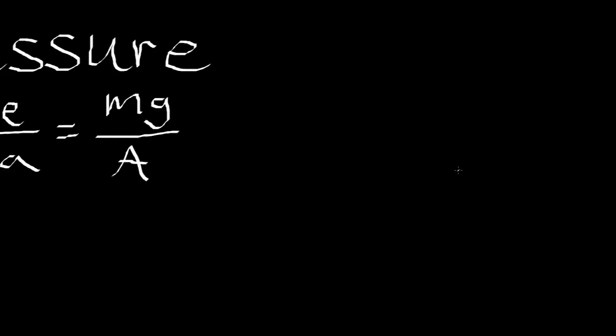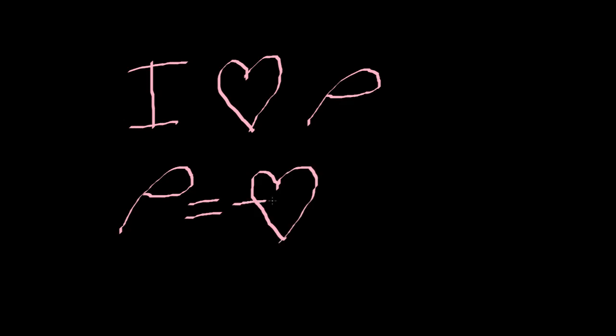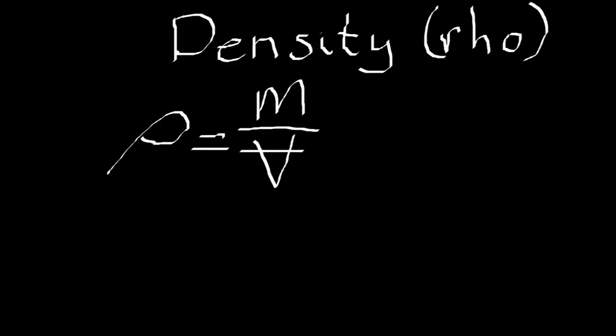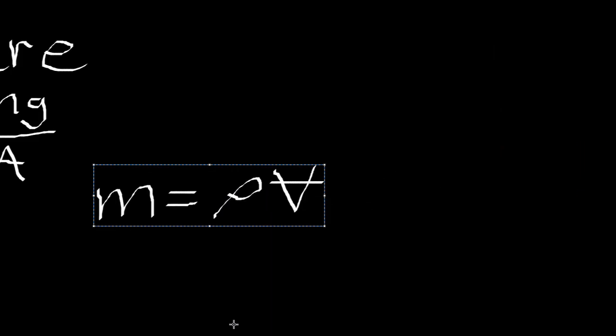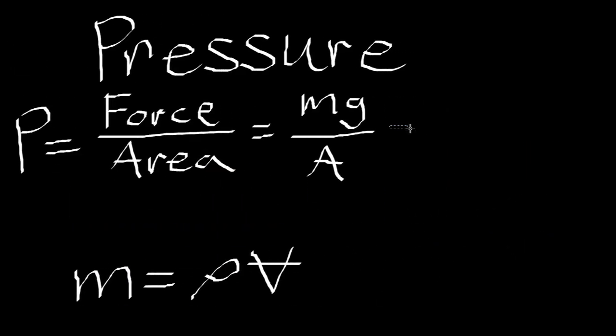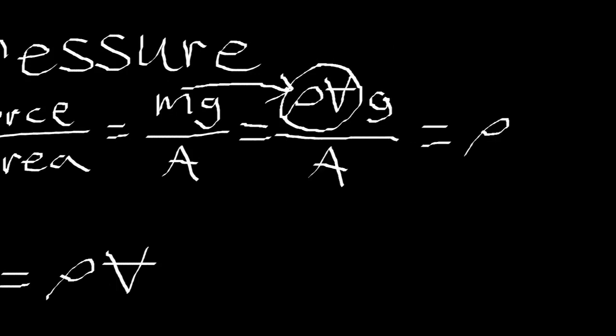But before I can continue, I need a relationship between density, mass, and volume. You might remember from earlier lectures that density equals mass per volume. "I love density" is an easy way to remember that formula. If you rearrange that formula, you get mass equals density times volume. Next, use the density formula to substitute mass with density times volume. Volume is three-dimensional, area is two-dimensional, 3 dimensions divided by 2 dimensions is 1 dimension, or in this case, height.